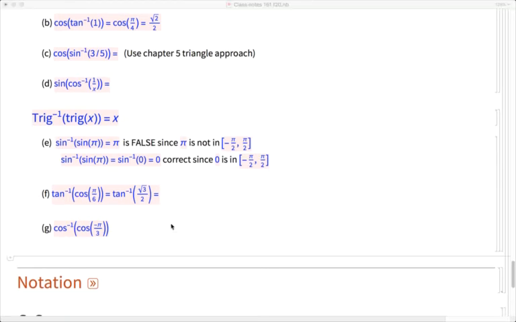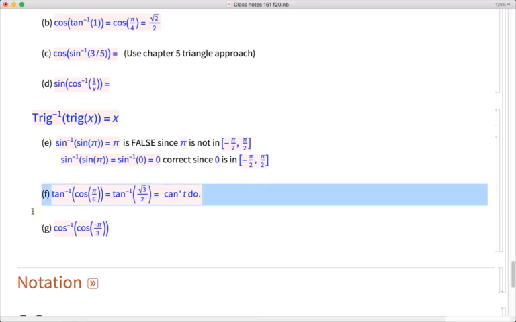I had to push pause there just for a second. I was blanking on something, but we can't do this one. So I'll just cut this out of the PDF as well. Sorry to put you through that in the video.